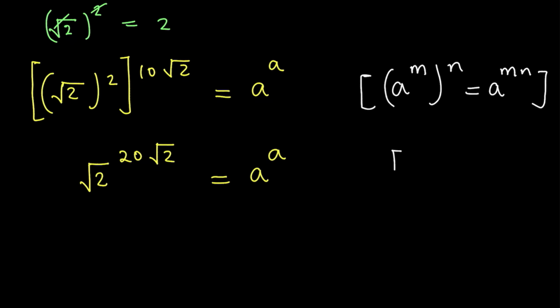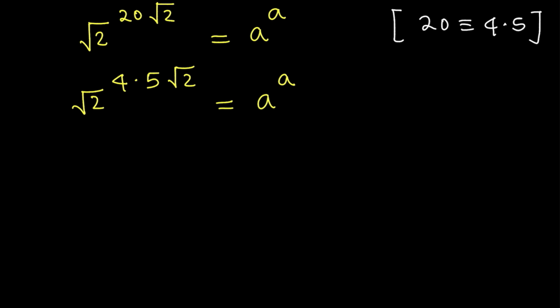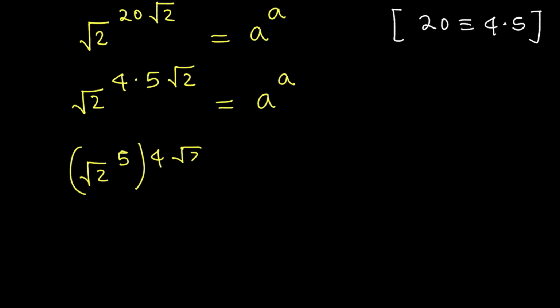Also, 20 is equivalent to 4 times 5. So I will replace 20 with 4 times 5, giving us root 2 raised to power 4 times 5 root 2 equal to a raised to power a. This is same thing as saying root 2 raised to power 5 raised to power 4 root 2 is equal to a raised to power a.